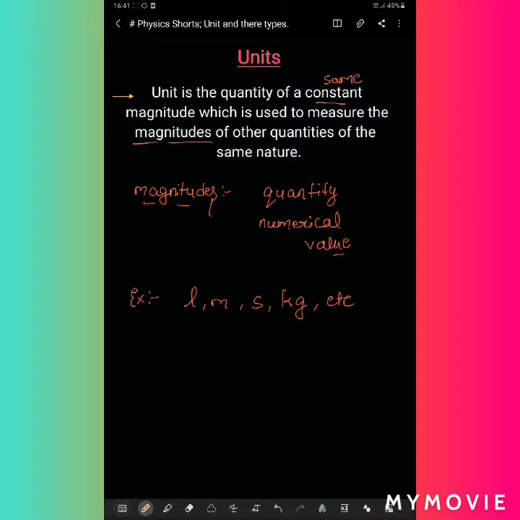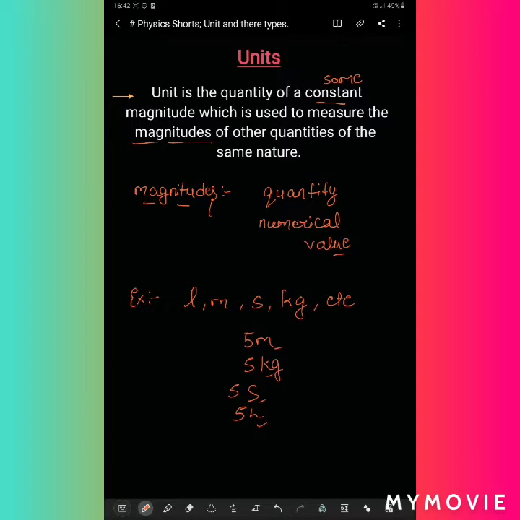I hope it is understandable, and now the examples I have given you, like length, meter, second, kg, centimeter, millimeter, micron, and everything. A unit is something which we put, like 5 meter, 5 kg, 5 seconds, 5 hours, like this. These are the units which we use. These are small abbreviations which are used to measure the value of something. So I hope it is understandable.